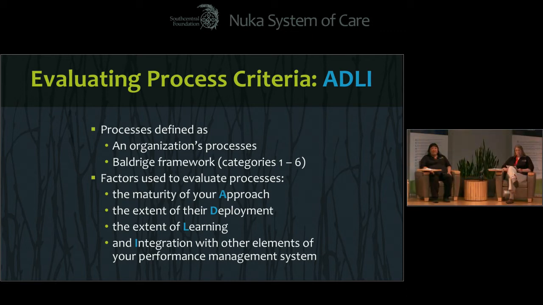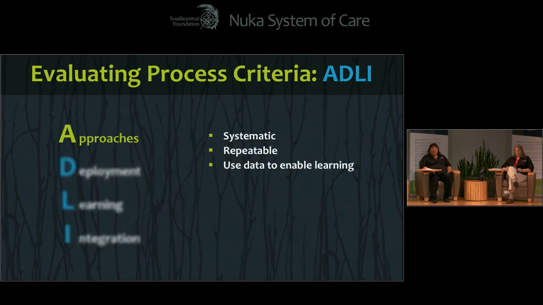Janet mentioned this earlier. It covers the Baldrige Framework categories 1 through 6. And this focuses, again, on your approach, your deployment, your learning, and your integration of what you say you're doing across your organization. So in approaches, what they're looking for is: is it systematic? Is it repeatable? Is your use of data to enable your learning? For us as an organization, we often look at our approaches through our improvement staff, so organizational development, and, again, aligning with our mission and vision, as we stated before.